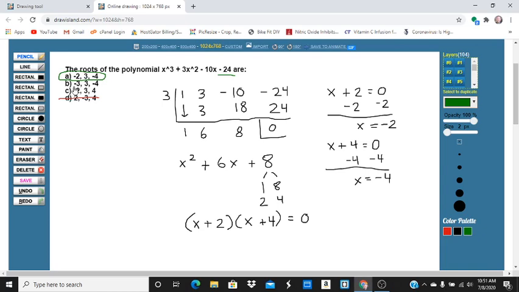I like testing out 3 first because, since it's in 3 of the solutions, if it doesn't work, then it's automatically D. If it does work, you've got a quadratic, which you can simply factor very quickly.